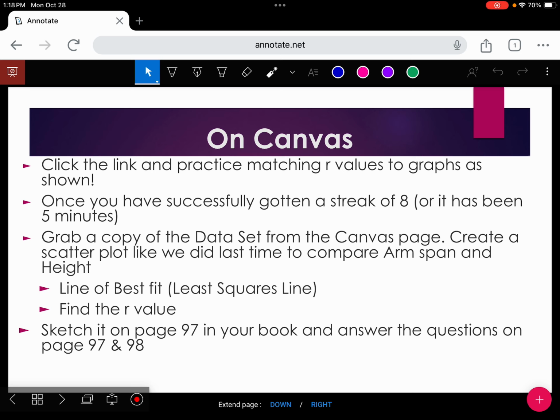Yeah, if it's a negative slope, then it's gonna have a negative correlation. So if it's going kind of, no.